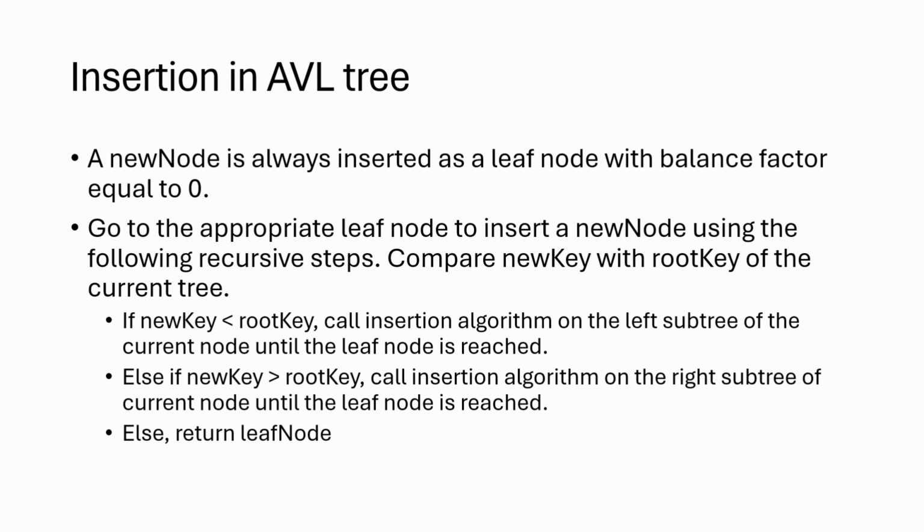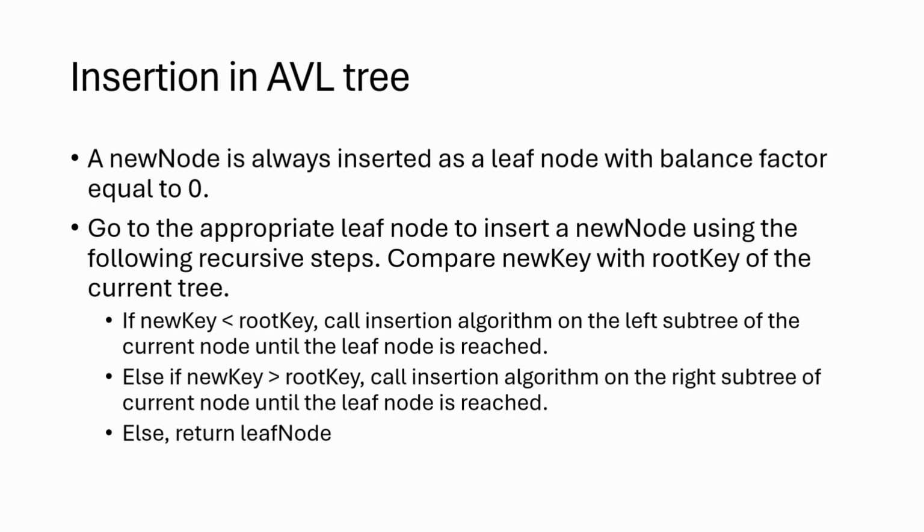So the rotation, I don't think the book talks about it, but the insertion it does talk about in an algorithm manner. So a new node is always inserted as a leaf node with a balance factor equal to 0. Okay? That's what you want to try to do. Go to the appropriate leaf node to insert a new node using the following steps.